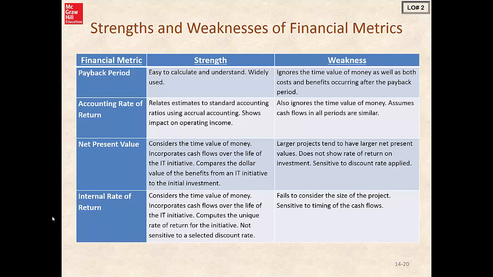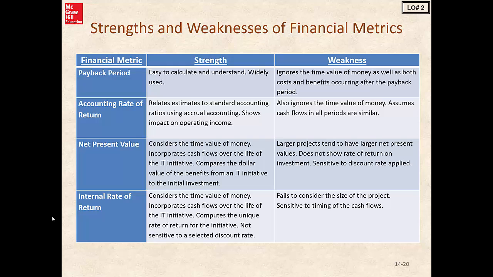So here are some strengths and weaknesses of financial methods. Our payback period has a strength of being easy to calculate and understand. It's widely used. But one of the weaknesses is it ignores the time value of money as well as both costs and benefits occurring after the payback period. Accounting rate of return relates estimates to standard accounting ratios using accrual accounting. It shows impact on operating income, but it's weak because it ignores the time value of money and assumes cash flows in all periods are similar.